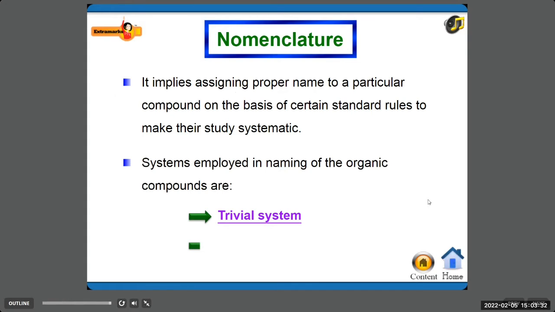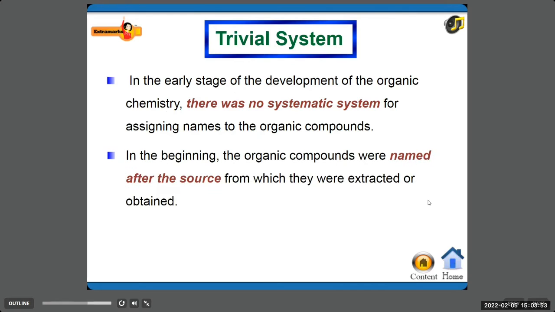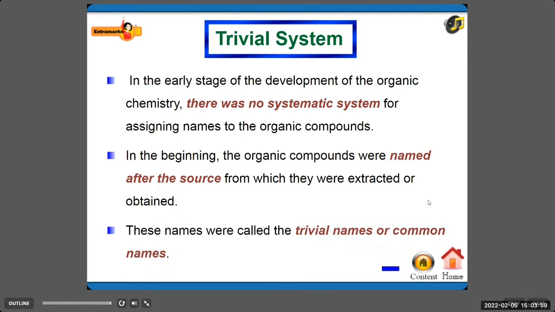These are trivial system and IUPAC system. Now, we will learn about them in detail. Let us begin with trivial system. In the early stage of the development of the organic chemistry, there was no systematic system for assigning names to the organic compounds. In the beginning, the organic compounds were named after the source from which they were extracted or obtained. These names were called the trivial names or common names.